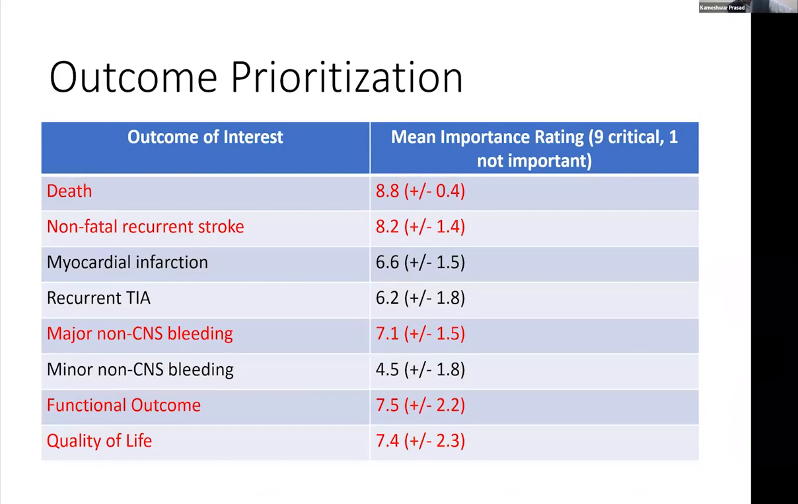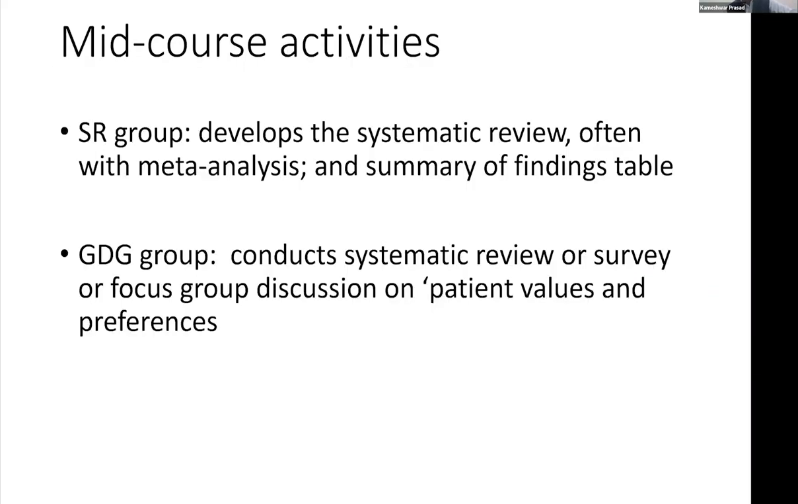In our case, death was, of course, very important, non-fatal recurrent stroke, major non-CNS bleeding, functional outcome, and quality of life. These are the outcomes which scored on average 7 or more. So that is what is a critical outcome. And then in the middle of the activity, the systematic review group develops the systematic review, often accompanied with meta-analysis and a summary of findings table, while at the same time, the guideline development group may conduct a systematic review or survey or focus group discussion on patient values and preferences for the outcomes which they have identified.